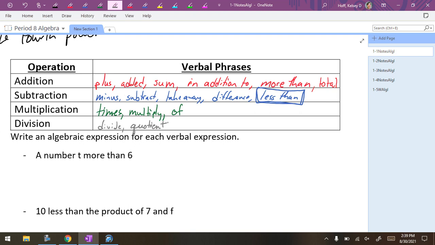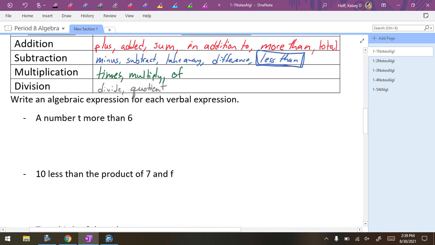I'll read you the verbal phrase, and I want you to write it algebraically. So the first one says, a number t more than 6. How does that look as an algebraic expression? No equal sign. No equal sign. A number t more than 6. Any volunteer on this one?